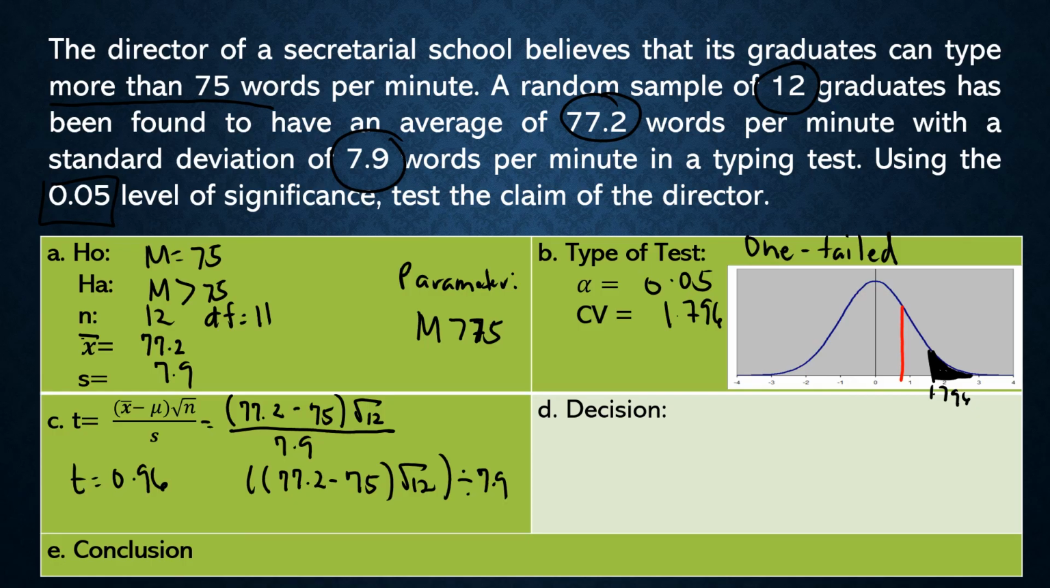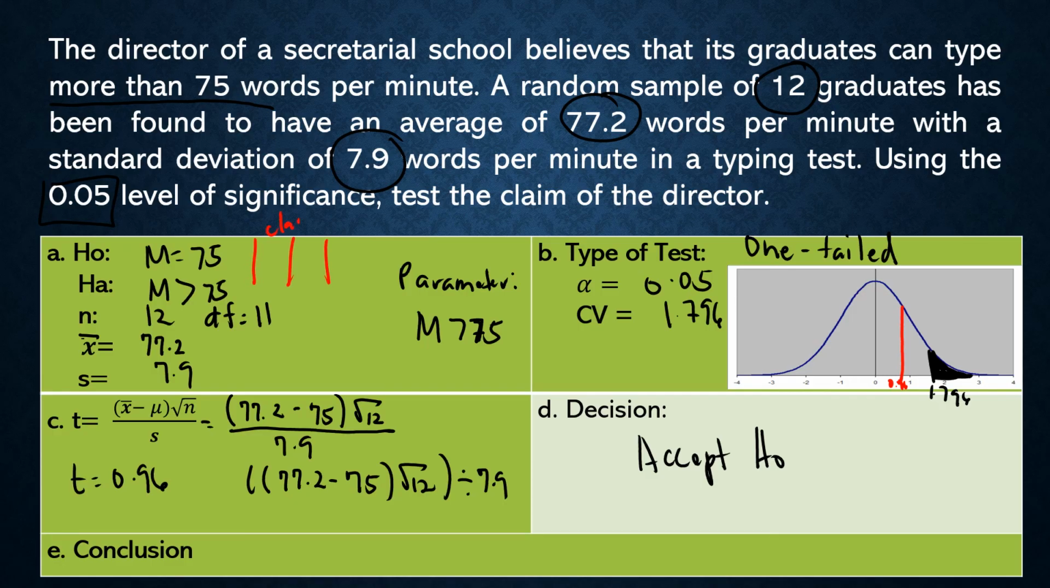Okay, so 0.96 will fall here, and as you can see, it falls on the unshaded part. Since it falls on the unshaded part, it implies that we're going to accept the null hypothesis. Now, let's draw the analysis.